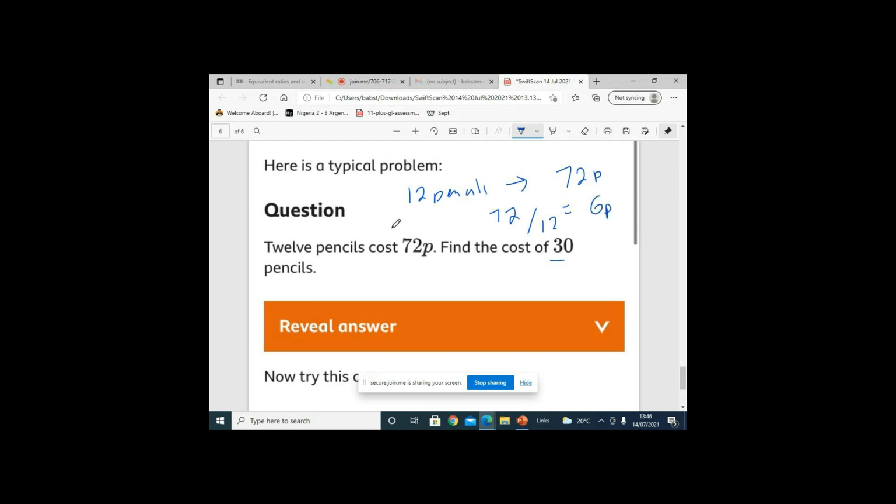So if you now want to know how much 30 pencils will cost, it's going to be 30 times 6p. That gives you 180p. That's going to be £1.80. You get it? If you want to find the cost of this, you have to find the cost of one first, before you use that one to find the cost of the other.